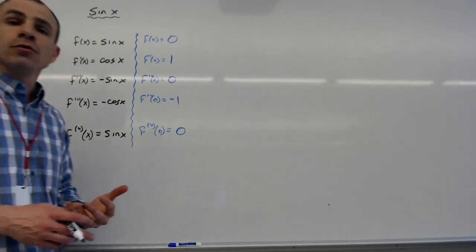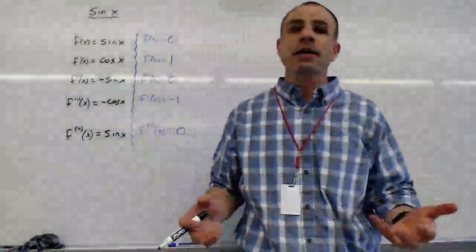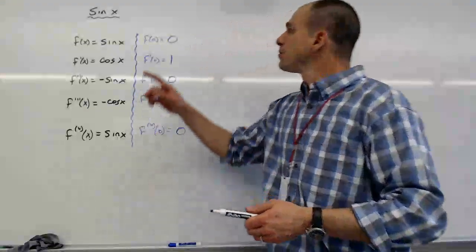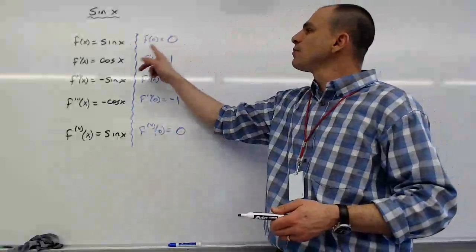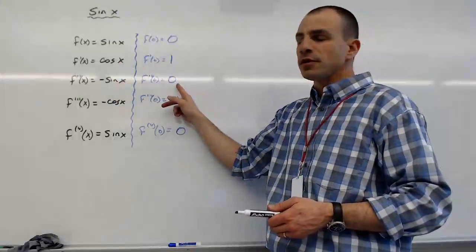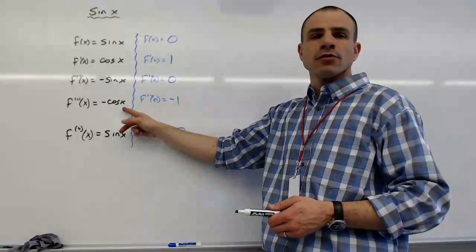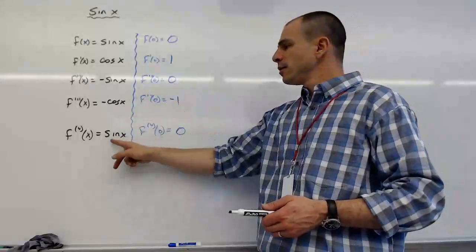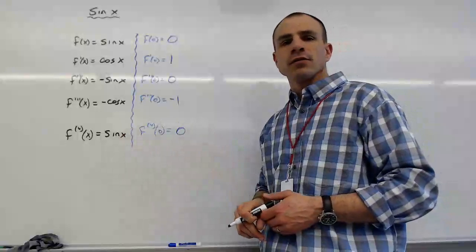So what do we have to do with our function, our derivatives? We've got to find their values when x is equal to 0. So when we do that, sine of 0 is 0, cosine of 0 is 1. Negative 1 times the sine of 0 is still 0. Negative 1 times the cosine of 0, negative 1. Sine of 0, back to being 0 again.